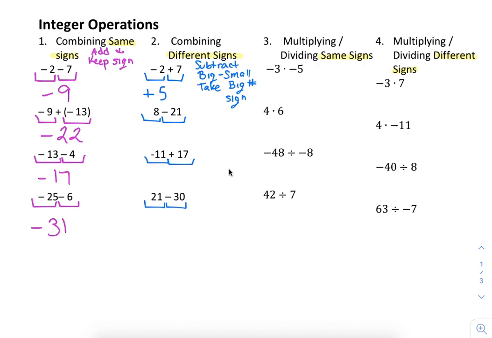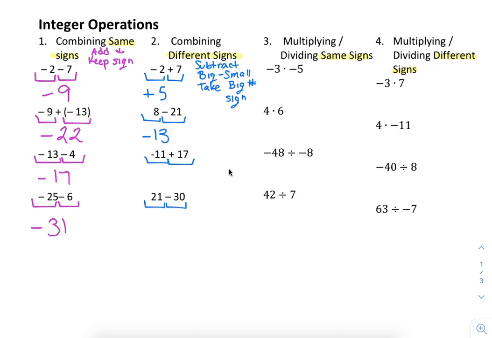All right, -8 and 21. Which is a bigger number, 8 or 21? 21 is, right? Because the 21 is negative, we're going to take his sign, and we are going to subtract them. We can do the same thing: 21 minus 8 is going to give us 13.